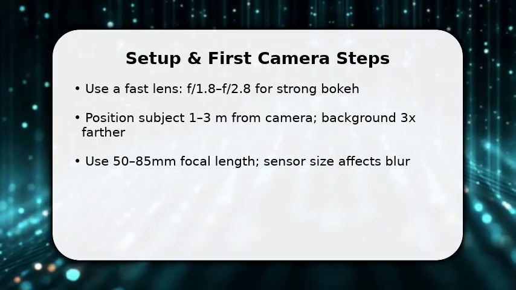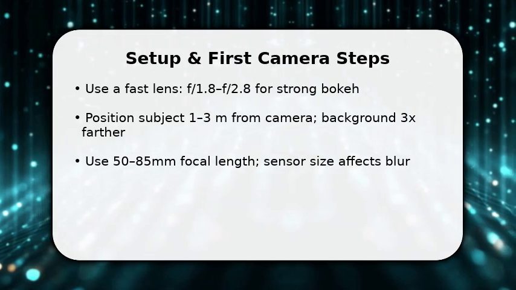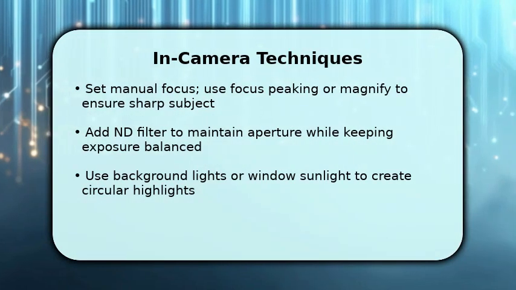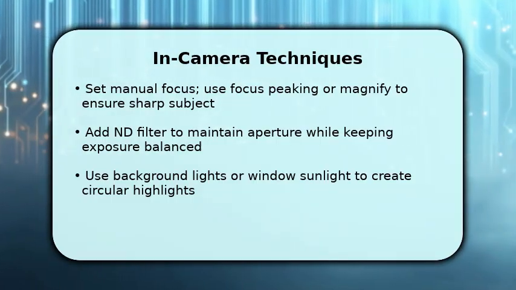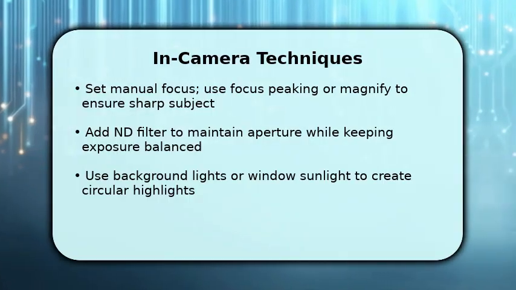Once you have composition and focus, lock exposure and shoot. A few test takes to confirm background separation and highlight shapes. Now refine capture settings to preserve the effect. Switch to manual focus and use focus peaking or magnification. You want the subject tack sharp while the background blurs.